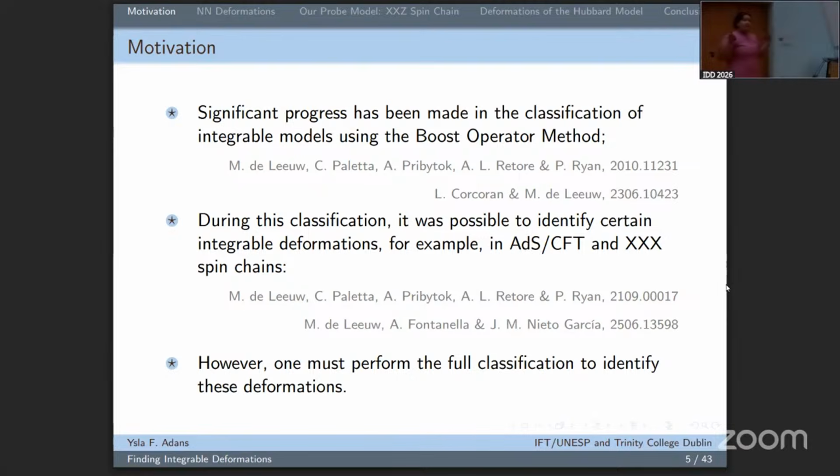It is good to know that in recent years, as everybody has shown, the classification of R matrices for spin chains has improved a lot with the boost operator method. So for example, now we have all the 4x4 regular and non-regular models classified. And during these classifications, some deformations appear as, for example, AdS/CFT or XXZ deformations of the spin chains. And this is very nice, but you have to do the full classification and then find the deformation. So it's not very practical if you are only interested in the deformation itself.